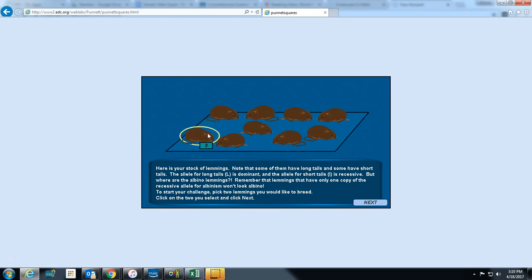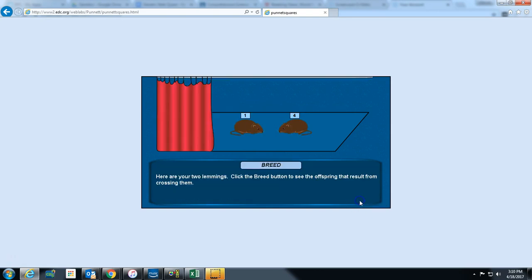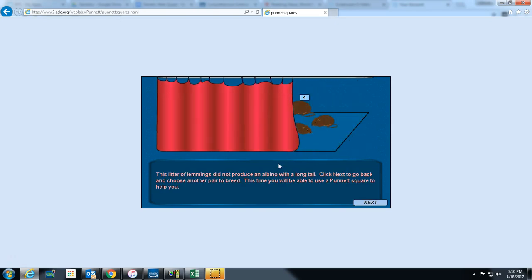So this guy has, let's just try it. We'll try 1, or we want long-tailed ones, right? So we'll pick 1 and 4. Okay, so they're going to breed. We got to let them have their privacy there.